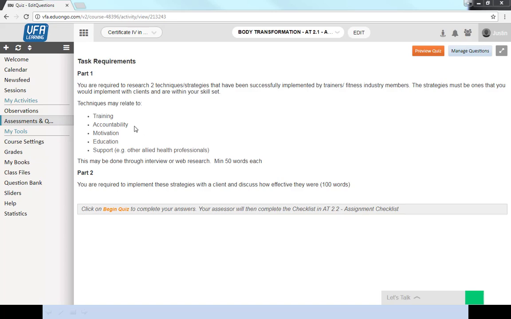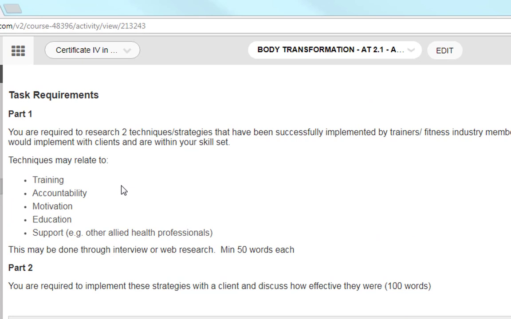So some examples might be in relation to accountability. They might use diaries with their clients. They might do other things like phone their clients overnight to see how their session's gone that morning. For motivation and training, they might do something special at the end of every session. Like at the end of every session, they might play a game with their clients that involves fun and activity. For education, a strategy or technique they might educate them on a different thing each week and give them some required reading. So as you can see, the techniques and strategies are quite broad.